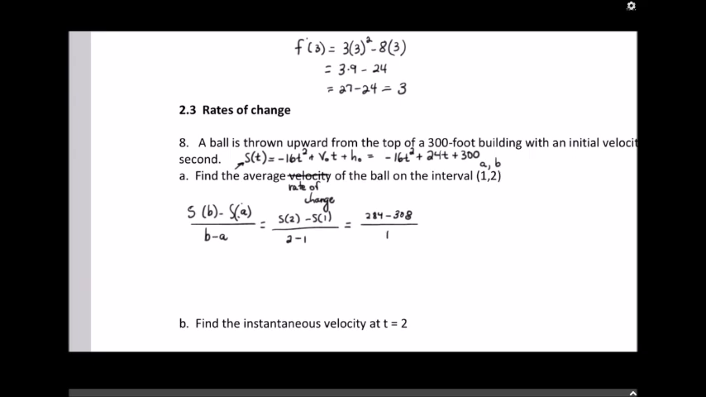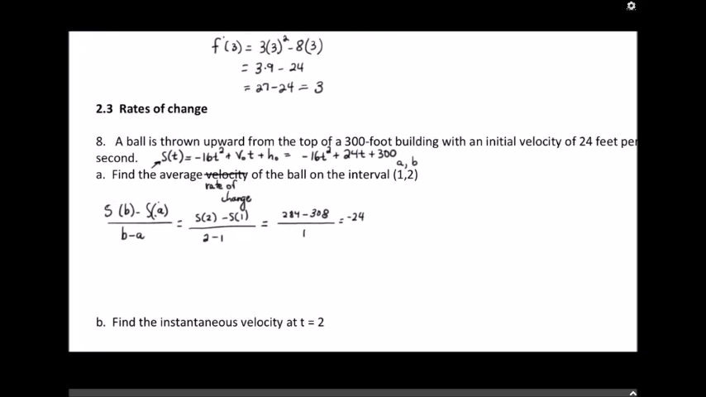So now 284 minus 308 equals negative 24. That's going to be in feet per second.